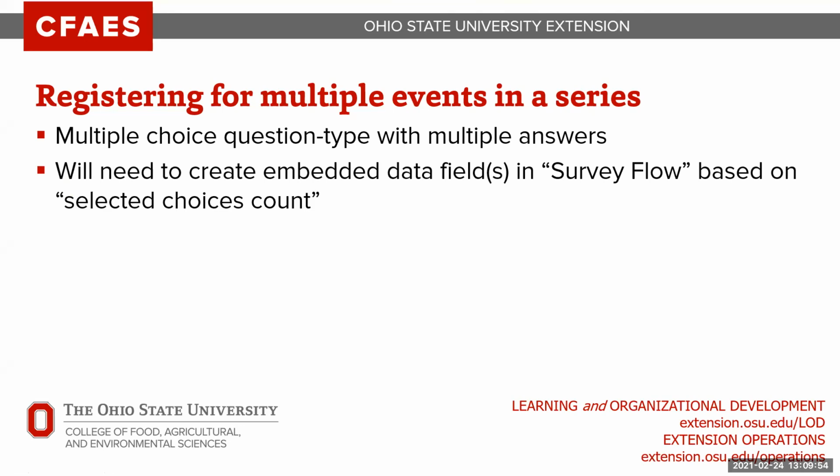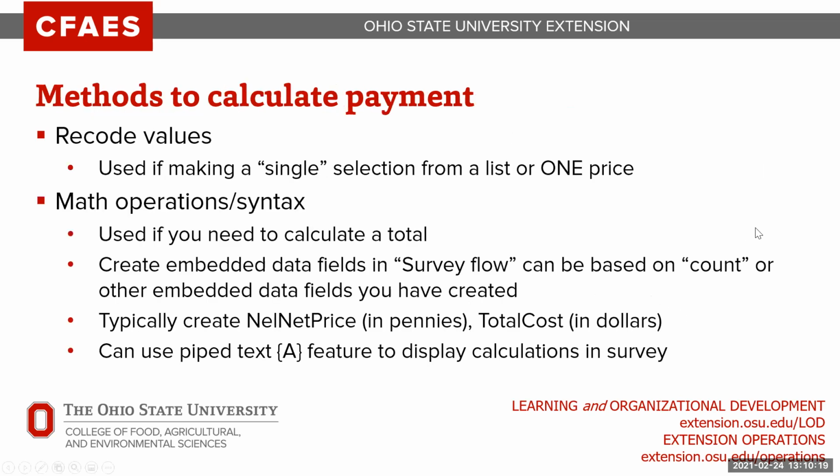This one will require you to have some special embedded data fields that you'll set up in the survey flow on the survey, so that you can have a count of how many sessions were selected for the person who's registering. And then with the embedded data field, you'll also set up a math function, which is what I'm getting to next.